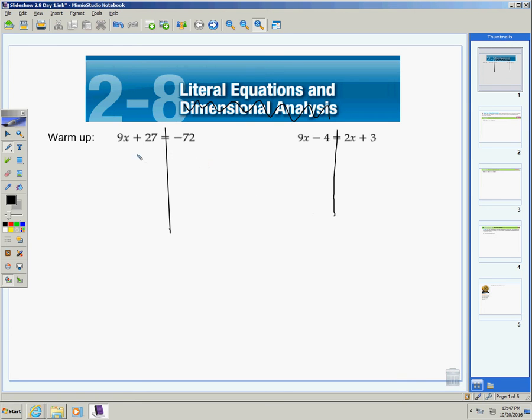So in this first equation, you would subtract 27 from each side. We get 9x equals negative 99. Divide each side by 9, and I'd get x equals negative 11.